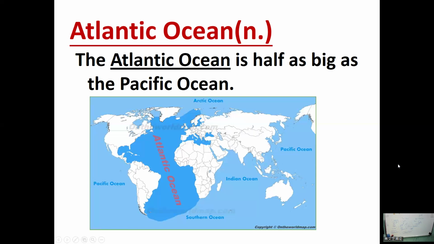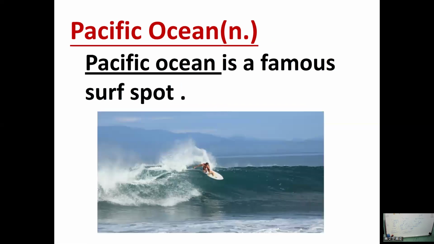Okay, Atlantic Ocean. So this is your Atlantic Ocean. And next we have Pacific Ocean. Again, read Pacific Ocean. Don't read it like that. You read it properly. Pacific Ocean. So when I say Pacific Ocean, that is the biggest ocean in the world. Okay? What is the biggest continent?